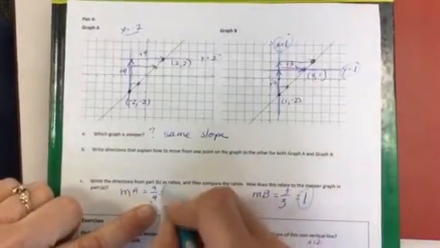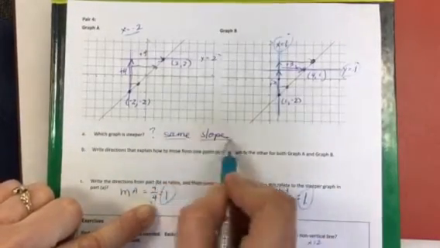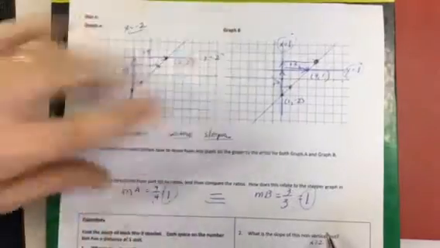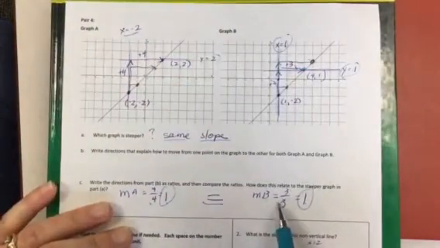Well, they're the same. They're equal, so it has the same slope. And I didn't know that until I actually did the math calculations.